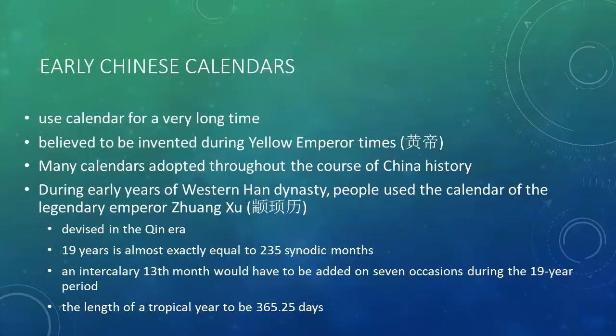So calendars have been around for a very long time according to Chinese legend. It was invented during antiquity times, during the legendary days of the Yellow Emperor. Many calendars were adopted throughout the course of Chinese history. And during the early years, referring to the Western Han Dynasty, people used this calendar called the Zhuanxu. This was believed to be devised during the Qin Dynasty.